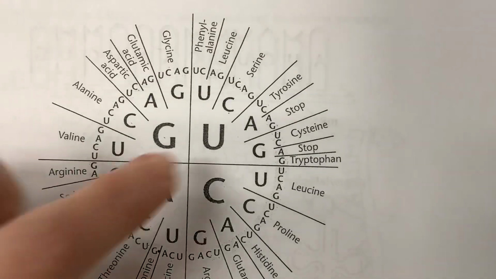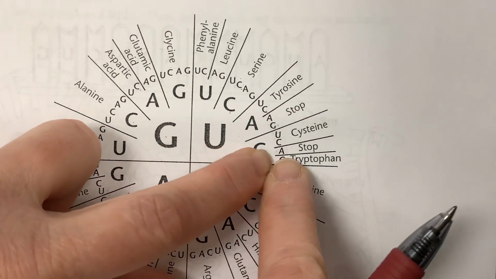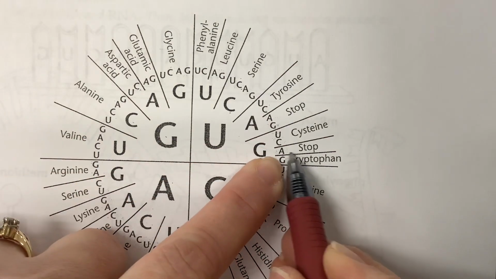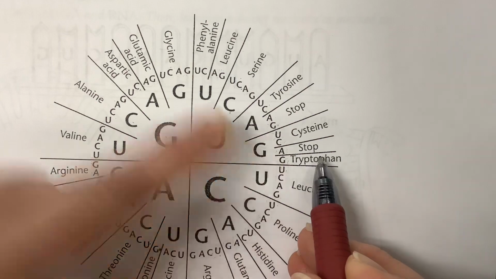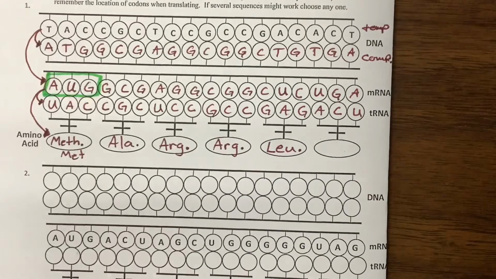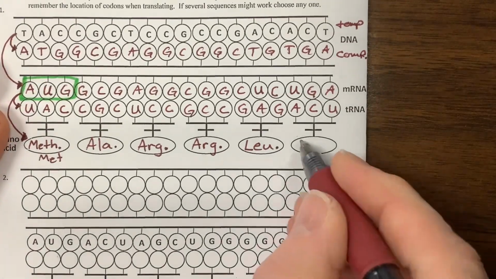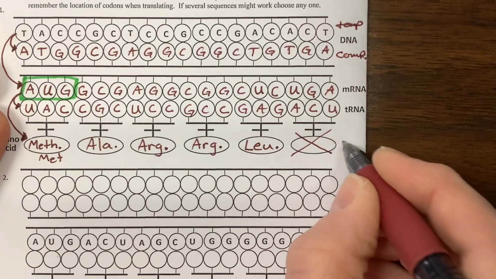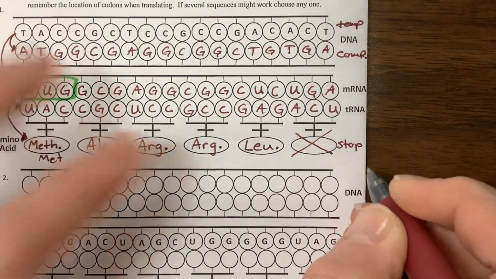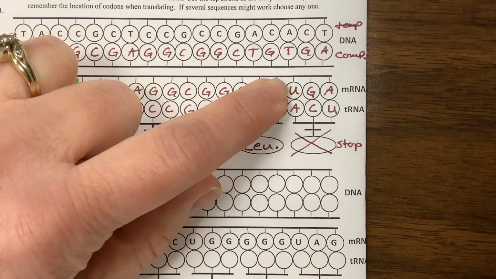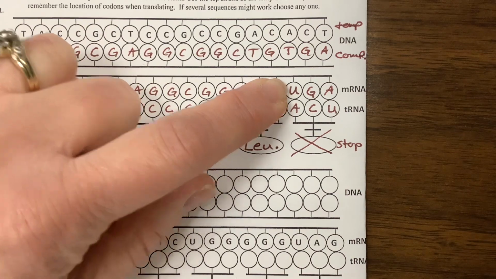So we're going to find UGA, and you'll see that that says stop on that one. So we don't actually have an amino acid here, so I'm just going to put an X through that and write stop next to it, because that's our stop codon. That's the codon that says this amino acid's done.